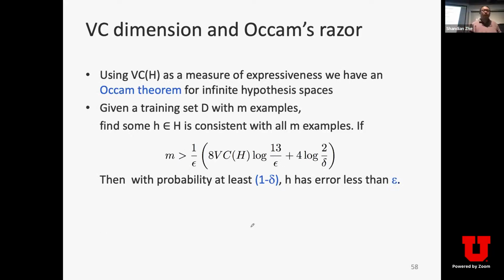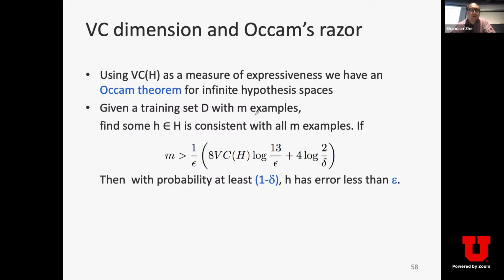Then there's a question. If you use VC dimension as a measure of the expressivity, what will be the sample complexity bound? What will be the generalization error bound? We're not going through the proof or math details here, because it belongs to a computational learning theory class and is out of our scope. Here we just list the result.